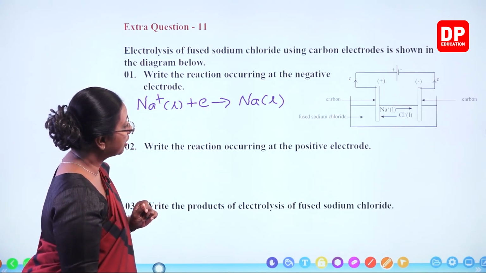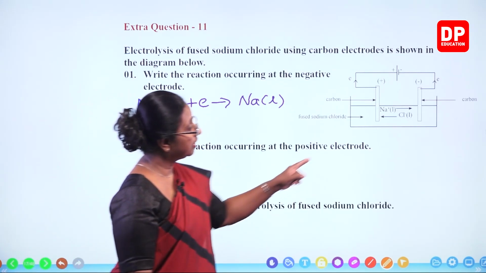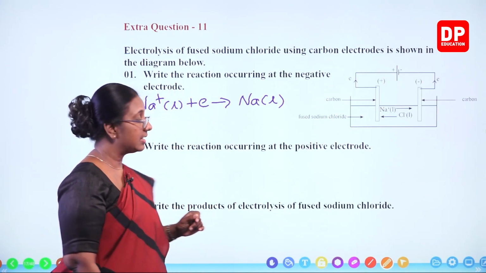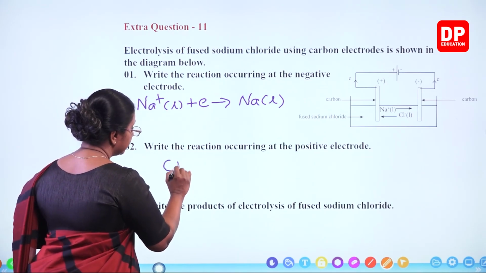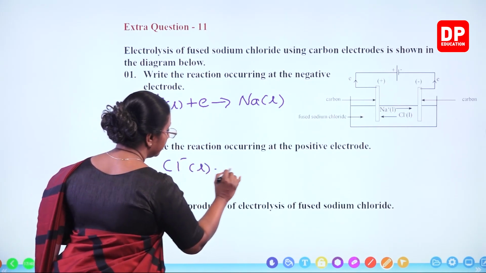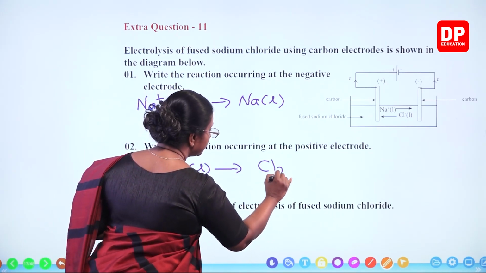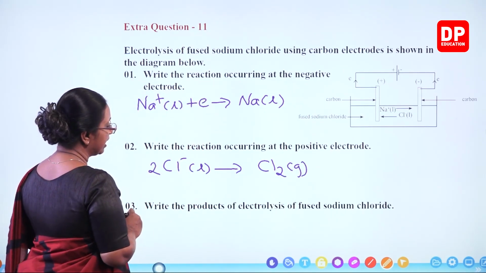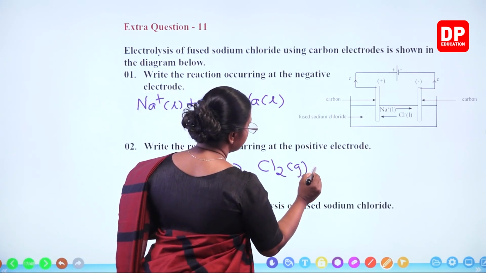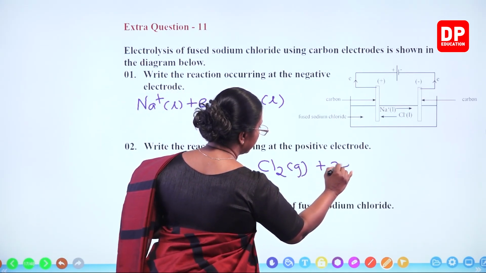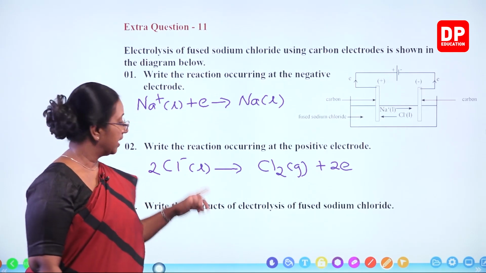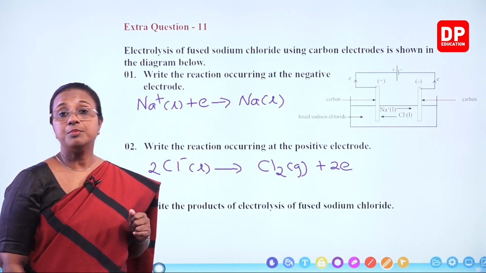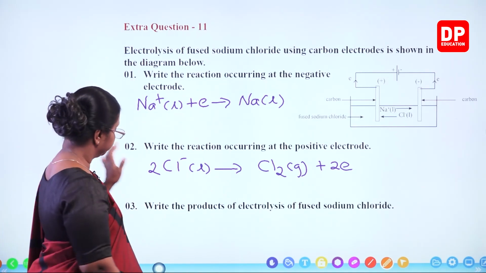Write the reaction occurring at the positive electrode. Near the positive electrode, what happens? It is Cl- liquid. There Cl- liquid forms Cl2 gas. To give Cl2 gas, we need 2 Cl- liquid, giving rise to Cl2 gas, losing 2 electrons. That is the oxidation reaction occurring at the positive terminal.